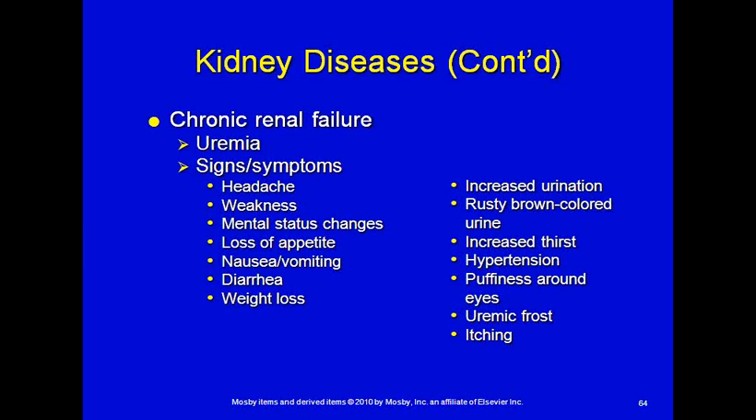Chronic renal failure leads to uremia, or a buildup of toxins in the blood. And the signs and symptoms include a headache, weakness, mental status changes, loss of appetite, nausea, vomiting, diarrhea, weight loss, increased urination, rusty brown colored urine, increased thirst, hypertension, puffiness around the eyes, uremic frost, and itching.